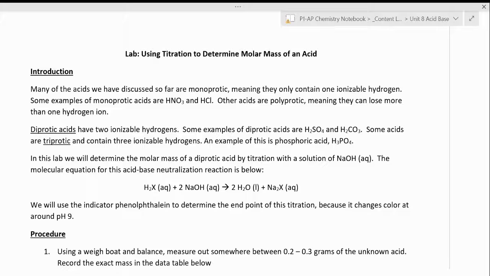Then we're going to figure out how much sodium hydroxide it takes to neutralize our acid. If we look at the stoichiometry of this equation, we can see it's a 2-to-1 mole ratio. So we need 2 moles of sodium hydroxide for every 1 mole of acid. If we know the volume and the molarity of our sodium hydroxide, we can find how many moles of sodium hydroxide it took to neutralize our acid. And if we can find moles of sodium hydroxide, we can find moles of acid because we know it's a 2-to-1 ratio. And then if we know moles of acid, we can find the molar mass of the acid.